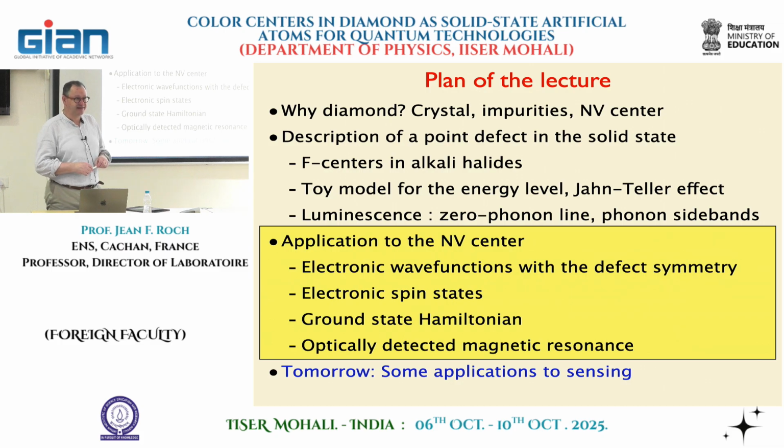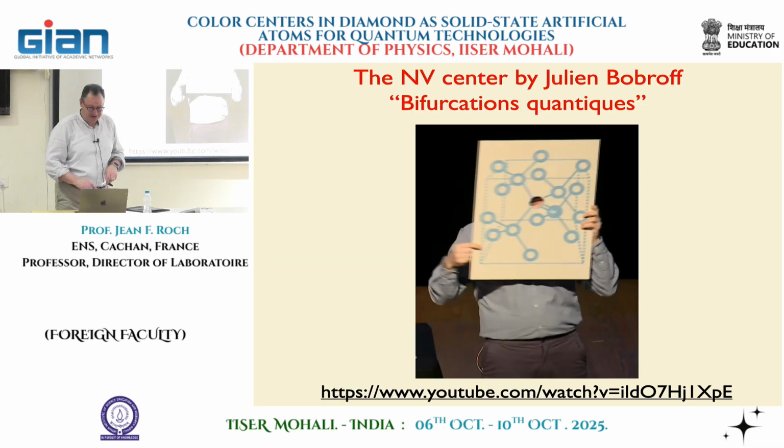And once we have that, we will focus on the ground state Hamiltonian and see why we can optically detect the magnetic resonance, why we can optically polarize the system, and when we can optically detect the magnetic resonance. And then after that, tomorrow will be devoted to sensing. Okay? So I think for today, this will already be a good program. Let's continue a little bit.